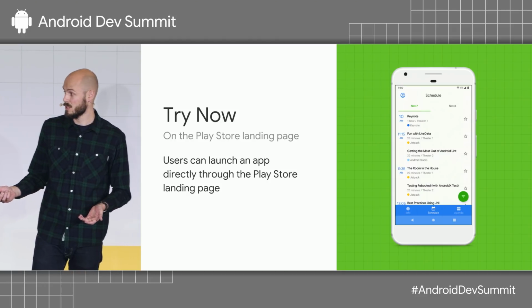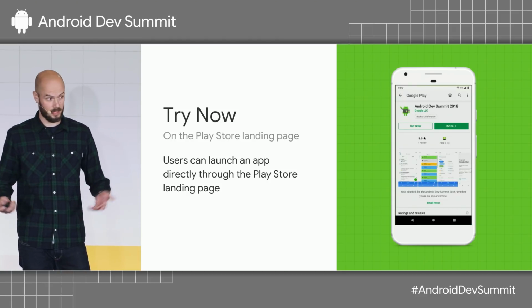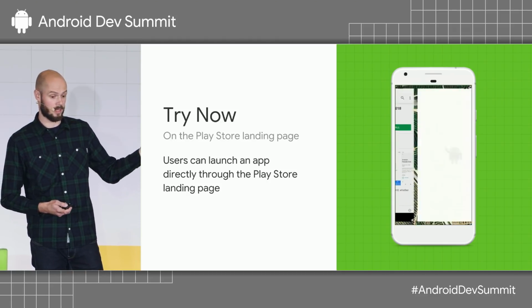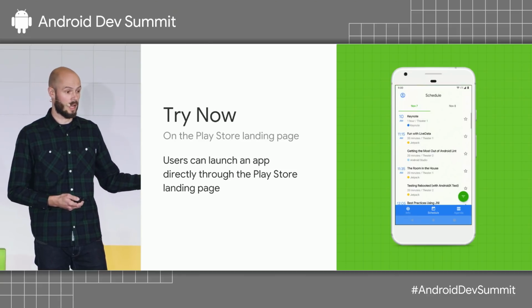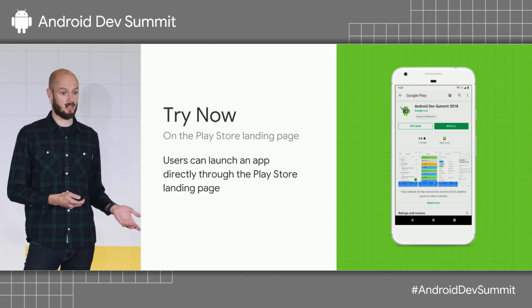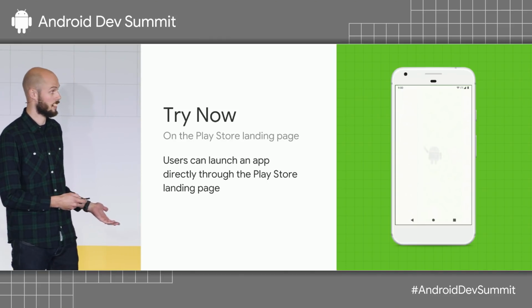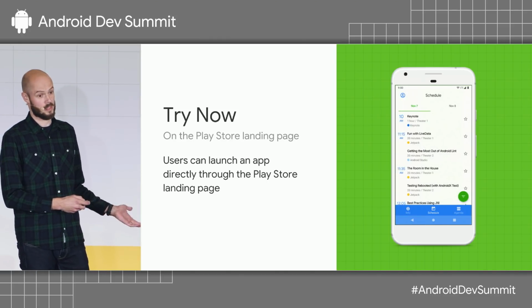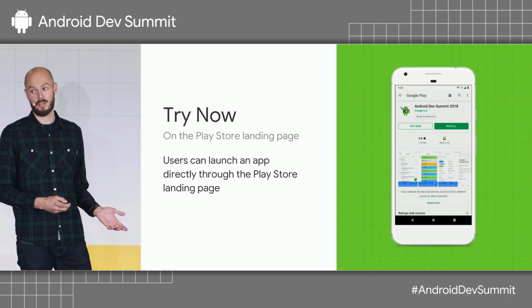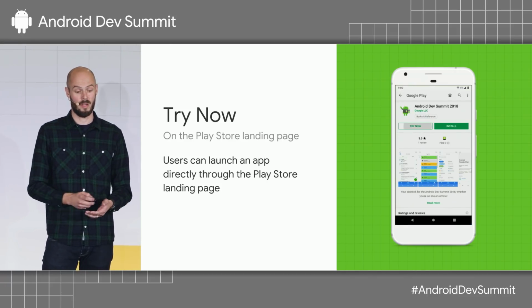That's a great experience that you can easily see how it worked. You can go to the Play Store now and check it out for the Android Dev Summit app. And your users can launch it directly from the landing page. It's quite cool. And if you don't have a URL associated with your app, that works as well. So you don't have the restrictions that your app has to map to URLs anymore.